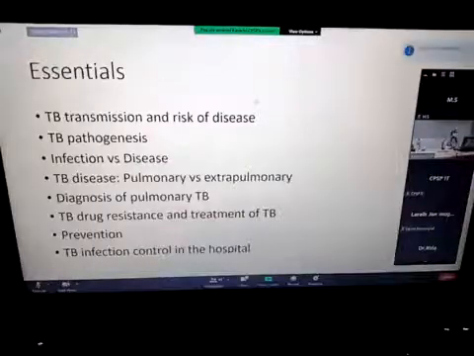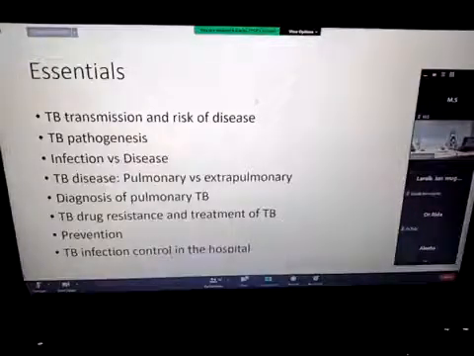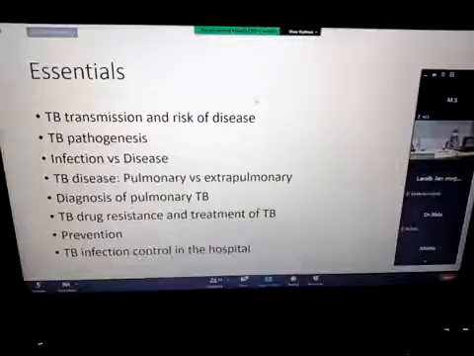So they're carrying on. Okay, so this is the part about TB. This is what I'm going to talk about: the transmission and risk of disease, and the pathogenesis. Then, what is the difference between having a TB infection versus having actually tuberculosis, the disease? And then I'm going to discuss the different aspects of TB, pulmonary TB versus extrapulmonary TB and how they differ. Then how do we diagnose pulmonary TB at the current standards of diagnosis, as well as TB drug resistance, the definitions of drug-resistant TB, and how we treat it. I'm just going to touch upon the treatment of TB because obviously that's a huge area, and then a little bit about prevention and then TB infection control.